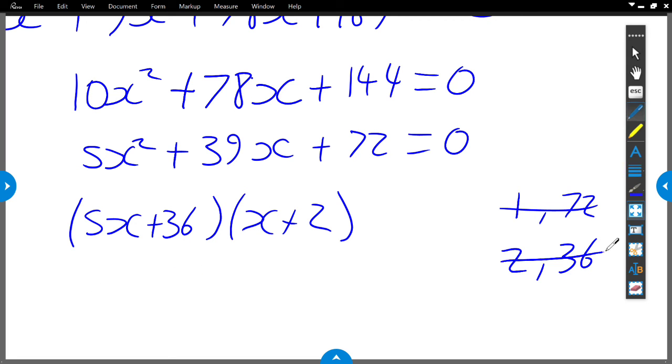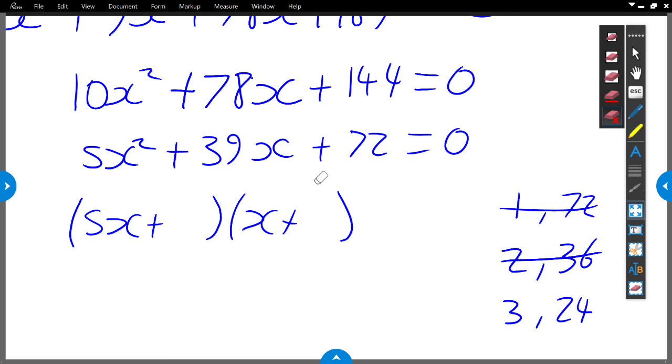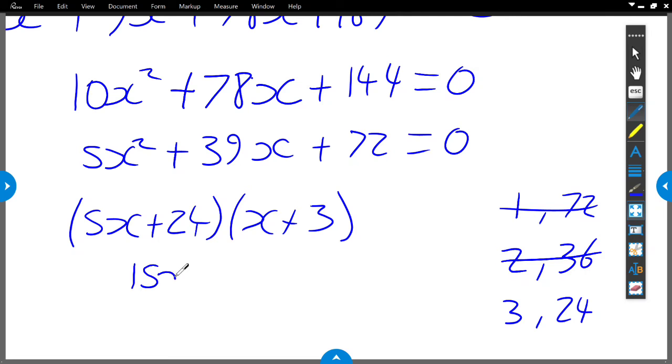We can exclude these. Next up, 3. That's divisible into 72, and that goes 24 times. 24 obviously has to go on the left-hand side, and 3 would have to go on the right. Now, 5x times 3, that's 15x. 24 times x, that's 24x. And this works. 5x times x gives us 5x squared. Then timesing out, we're going to get 39x. And then 24 times 3, that's 72.